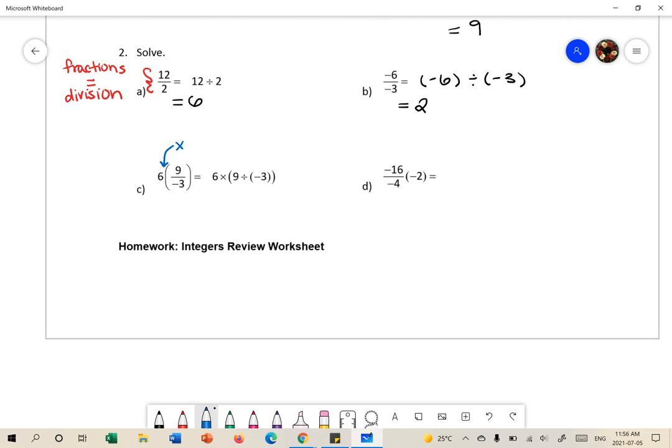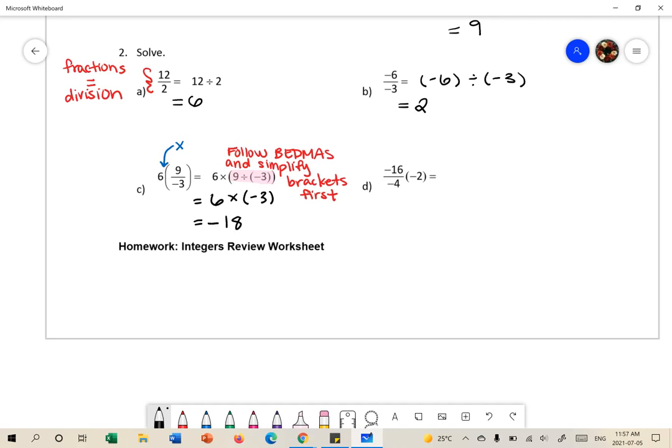I'm going to follow my BEDMAS here, and I'm going to simplify my brackets first. 6 times, so 9 divided by negative 3. So 9 is positive, 3 is negative. So my answer is going to be negative. 9 divided by 3 is 3. 6 times negative 3, 6 is positive, 3 is negative. My answer is going to be negative. 6 times 3 is 18.